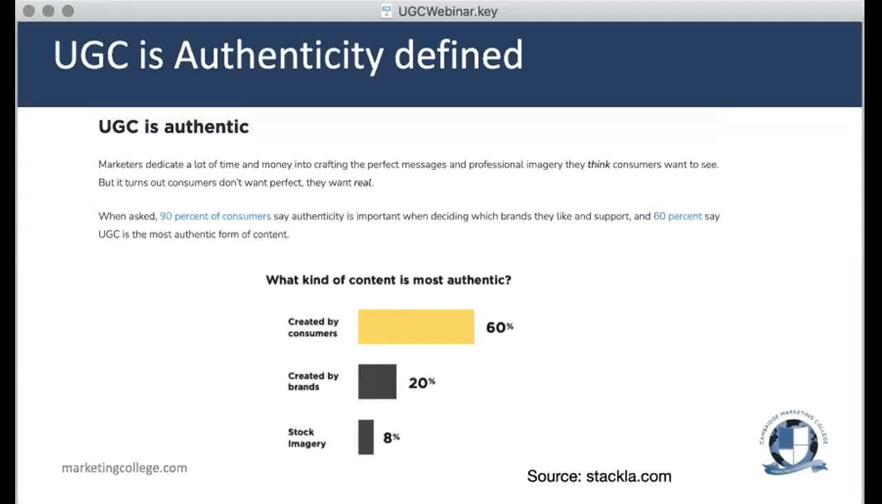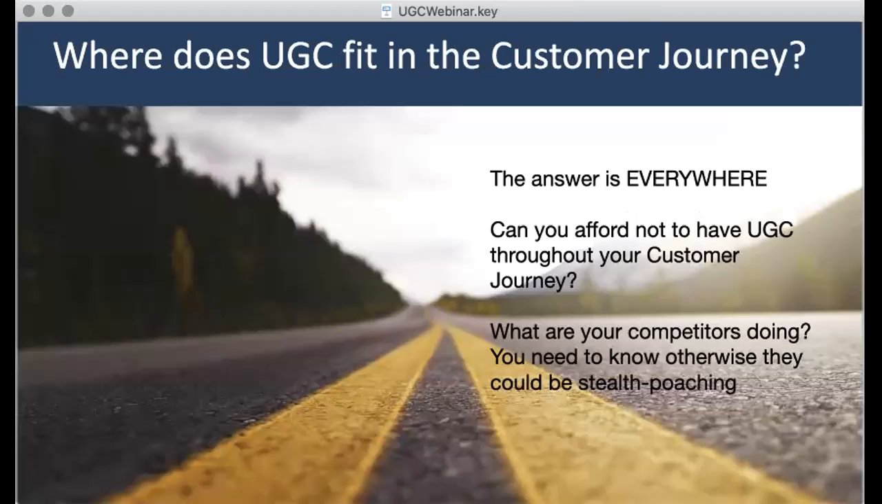Don't use stock imagery as well. Don't dress this up into being something that's completely fake. But actually give me something that people who have experienced it have truly found to be real. So user-generated content is authenticity defined. People really find this authentic and real. And of course, ultimately, that is what we want to be sharing, because otherwise we're setting ourselves up for a big fall.